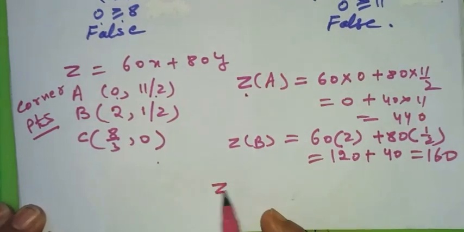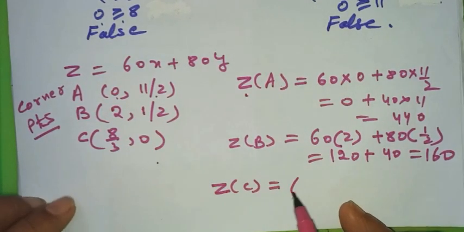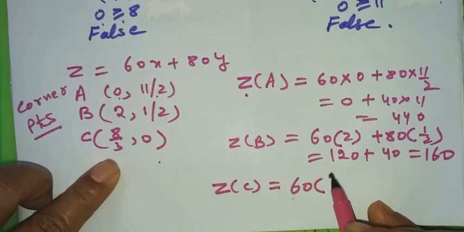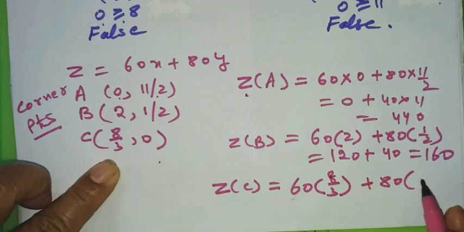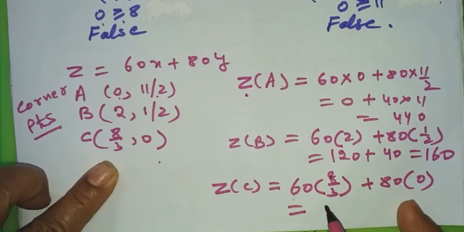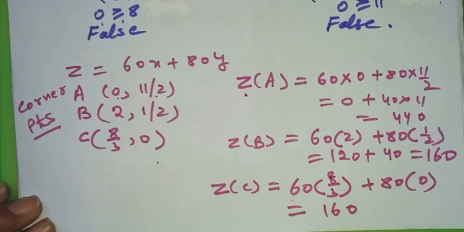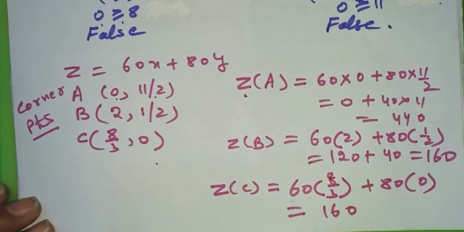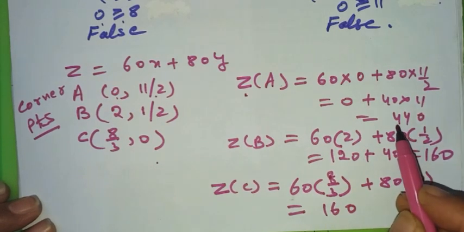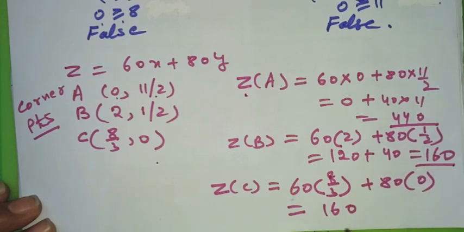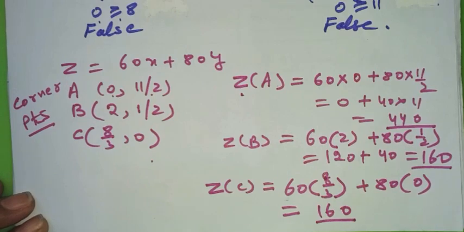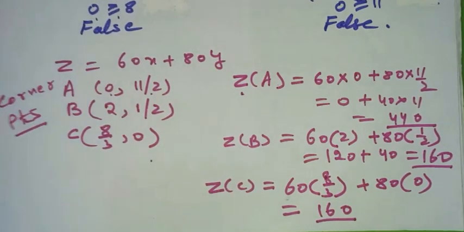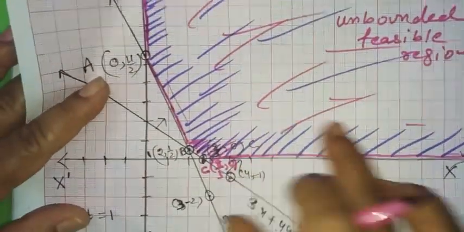And then I find the value of Z at C. That means in 60x plus 80y, I will put x to be 8 by 3 and y to be 0. That gives also the value 160 to me. So out of the three values of Z that I am getting, 440, 160, both the points B and C are giving me the value 160. The minimum is 160.